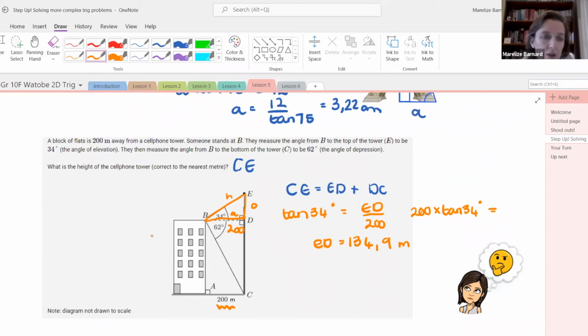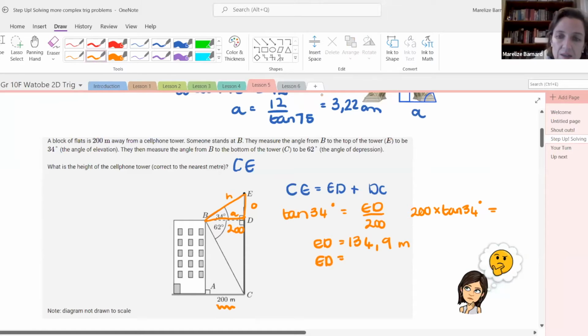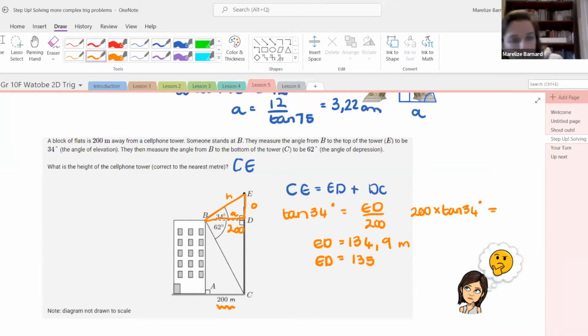Okay, some of you have posted the length of DC in the chat. So as soon as you have the length of DC, pop it in the chat. Let's see. We are rounding to the nearest meter, it says. Okay, so I'm going to change my ED to 135. Pop your answer in the chat. Okay, some are getting 376. Are we all getting 376? Lots of answers. Come everyone, work it out.